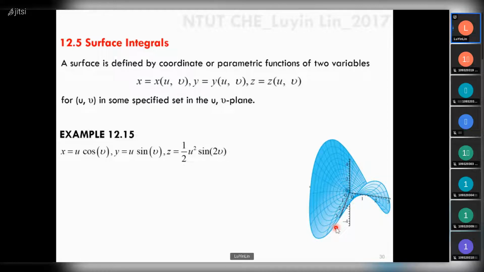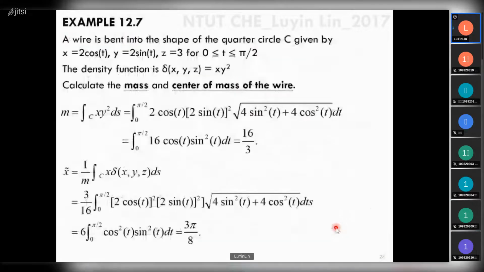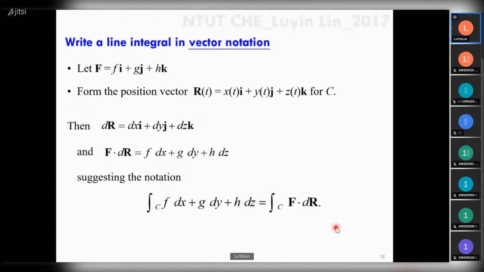So for line integral, you have to compare line integral and the surface integral here. They are similar, but a little different. For line integral, okay, we can see here, you only have to use one parameter t. The line is in three-dimensional space, so you use x, y, z. But it is a line, so you can use only one parameter t to represent a line in three-dimensional space.